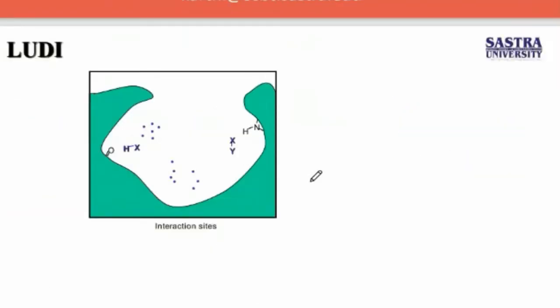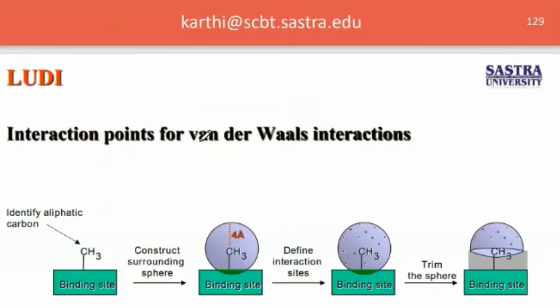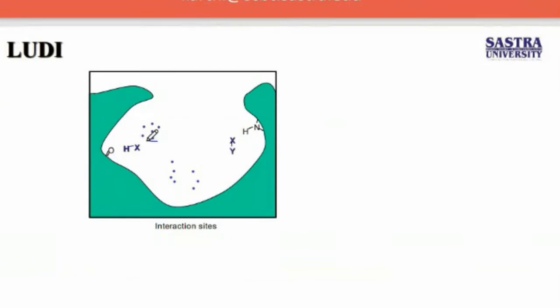Okay, moving further. I think there is no need to explain this, I explained it in detail, so we can skip. The point is how it actually maps this region. As a bioinformatician, you can also write some program. It's not so complicated, it's very simple. So the question of interest is how the LUDI algorithm maps the interaction site. That is what we have to see.